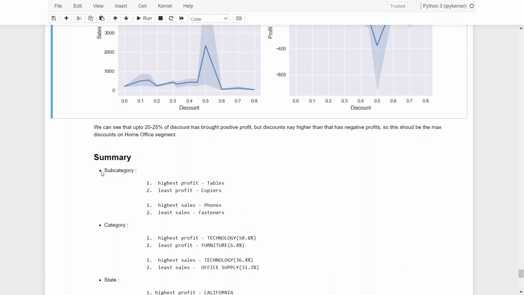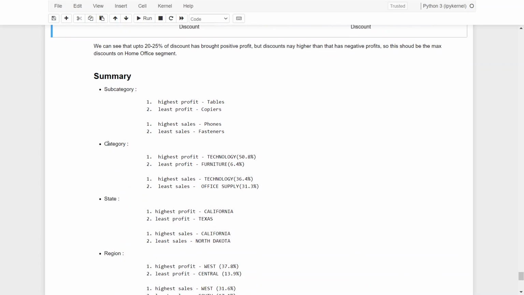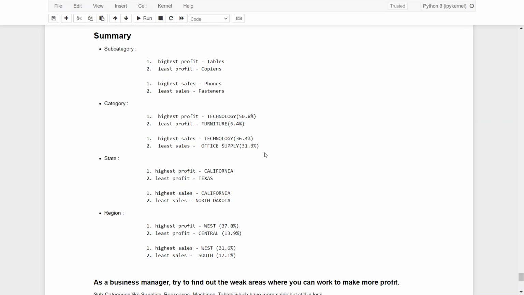And in the summary, you can see that in the subcategory, the most profitable is tables and the least profitable is copiers. The highest sales are phones, and the lowest sales are fasteners. At the category level, the highest profit belongs to technology, which is 50.8%, and the least profit is furniture, which is 6.4%. At the category level, the highest sales happen in technology, and the lowest sales happen in office supplies, which is 31.3% only.